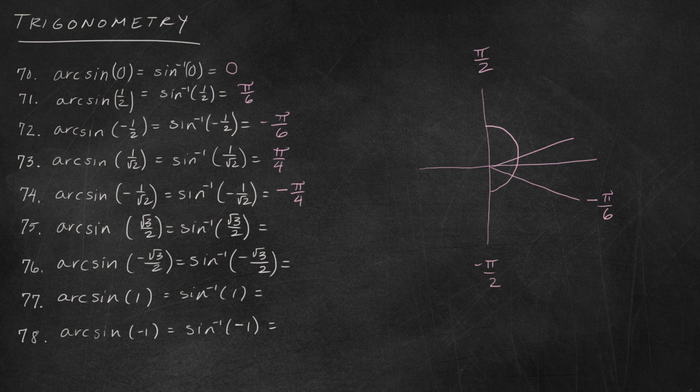Arc sine of root 3 over 2, that would be 60 degrees or pi over 3. Arc sine of -root 3 over 2, -pi over 3. Arc sine of 1. The sine of what angle equals 1? Pi over 2. And arc sine of -1, -pi over 2. We can't use 3 pi over 2 because it's bigger than pi over 2. It's outside of our range.